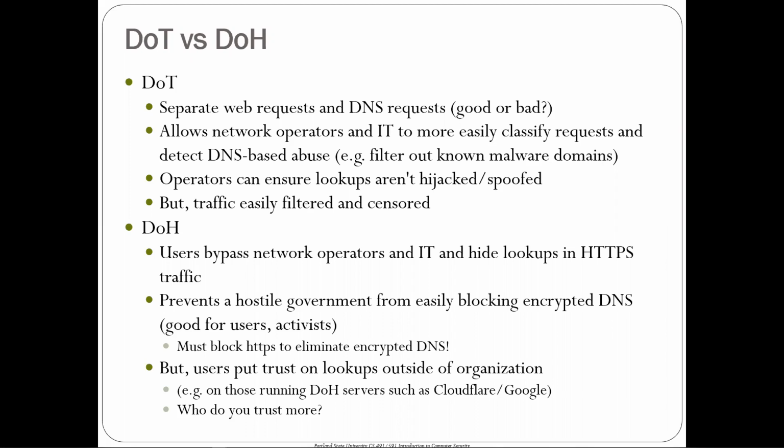But one of the things that happens with DNS over HTTPS is that you're putting your trust in your lookup potentially somewhere outside of your organization. The people running these DNS over HTTPS servers are typically places like Cloudflare, Google, OpenDNS, these sorts of external providers. And then you would have to trust them rather than your network IT staff or your ISP's IT staff to maintain the infrastructure. And so then the question is, well, who do you trust more? Do you trust Cloudflare and Google? Do you trust Portland State's IT staff? That's a good question to ask.